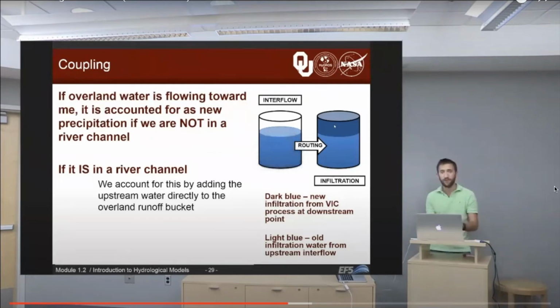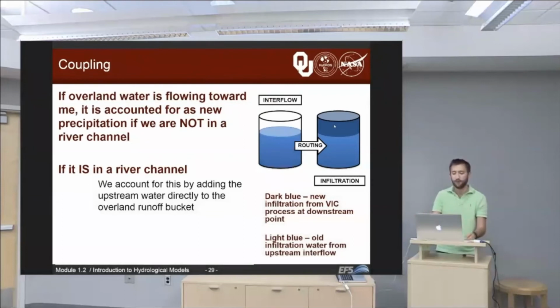If you're in a river channel, this process is really simple. We account for it by adding the upstream water directly to the overland runoff bucket. You don't even have to go through the whole rigmarole again. All you have to do is just add the upstream water to what's already happening.